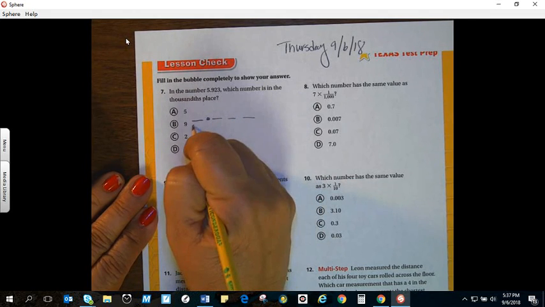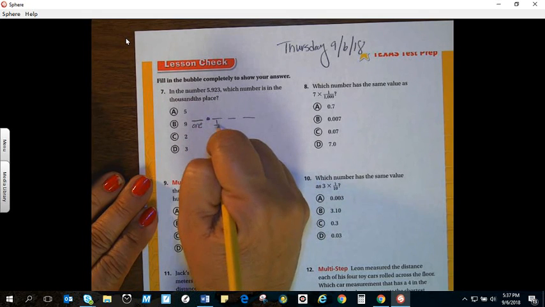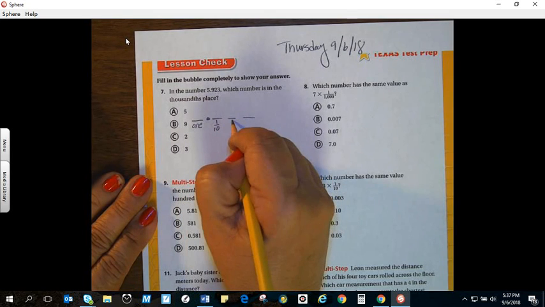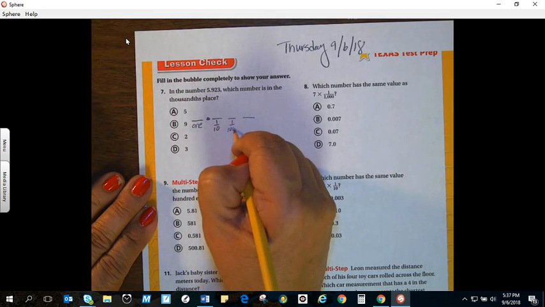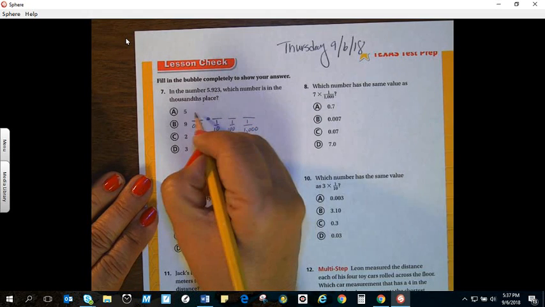Here I'm going to label. So this is going to be in the ones place. We talked about this today. This is the tenths place. This is the hundredths place. And this is the thousandths place. I'm going to place the numbers here.